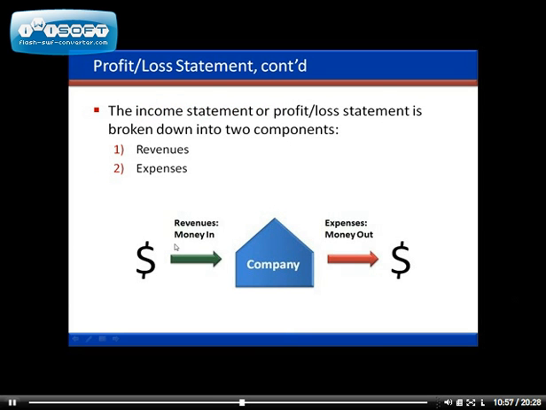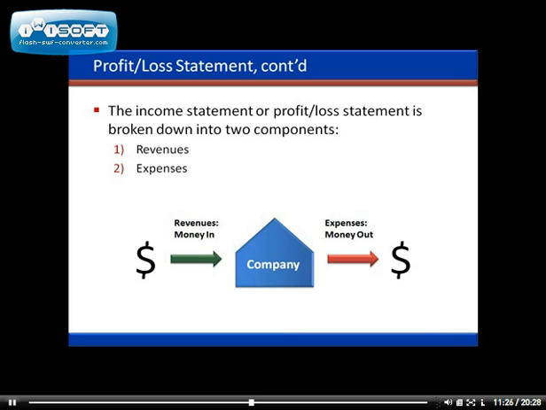The income statement is broken down into two components, like we just said, revenues and expenses. So let's take a look at this diagram here. We see that money or sales comes into the company, and now the expenses, whatever expenses that they have to pay out, leave the company. Once again, revenues come into the company, and then the expenses are coming out of the company. I don't know if you've ever heard this terminology, but a lot of people say it's not how much you make, it's how much you keep.